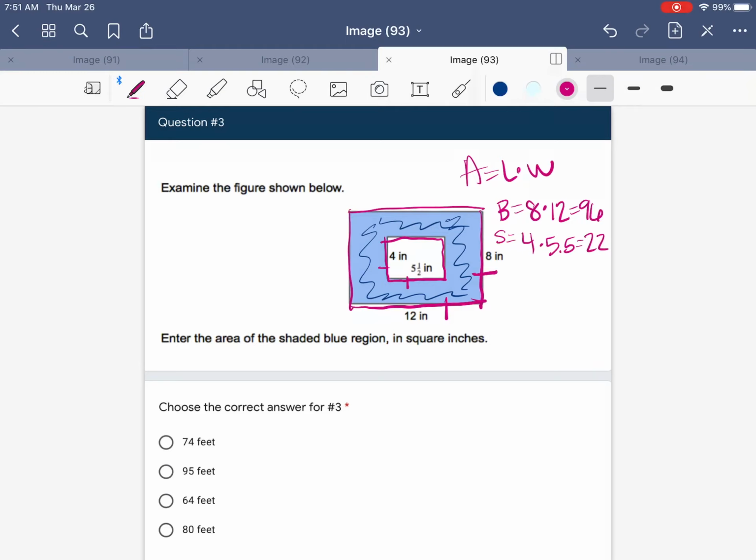So 96 plus 22. Oh, actually, I want to not add them together. Sorry, I want to subtract them because I'm finding what the shaded is. So I'm going to take that area of the bigger one, 96, and then take out the area of the smaller one. So I'm going to subtract it. So 96 subtract 22 is what my answer is. So go ahead and figure that one out, and then you can answer number 3.